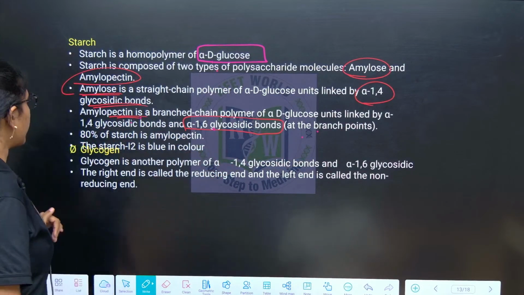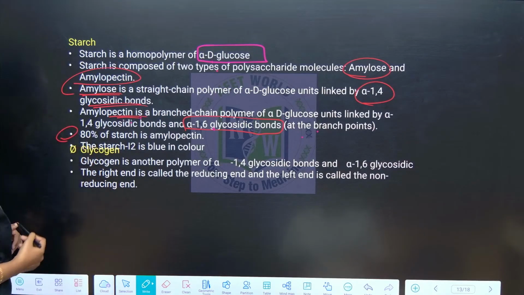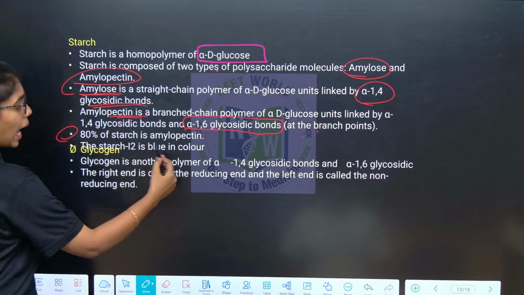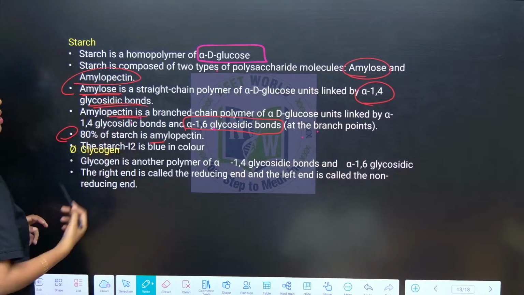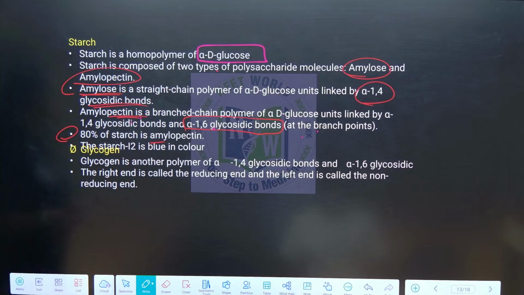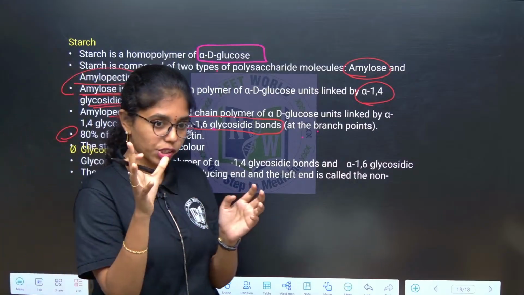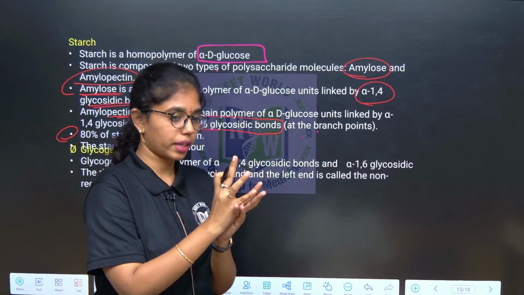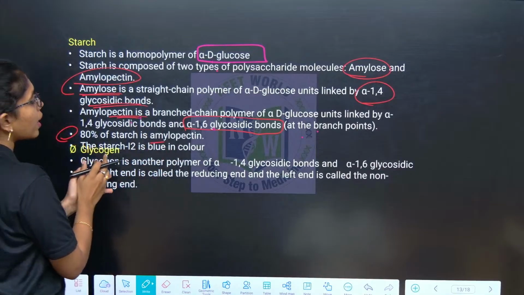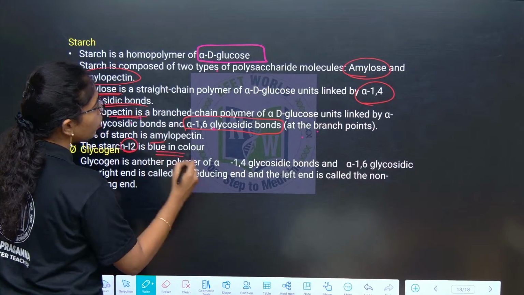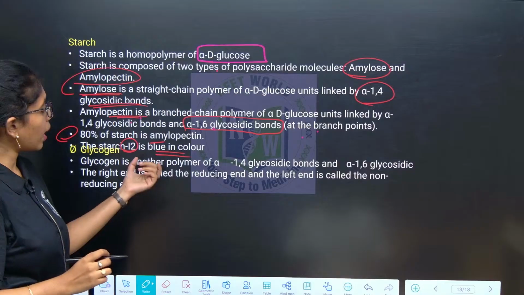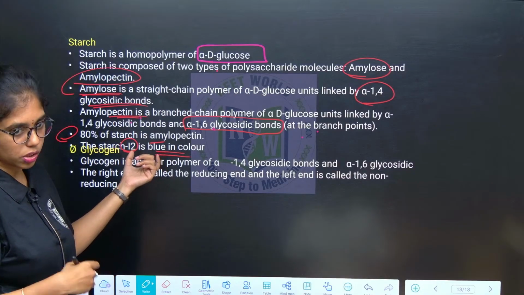Clear? Here you see, 80% of starch is made up of what? Amylopectin only. Only 20% is made up of what? Amylose. And it has complex helices units because it has branches of amylose and amylopectin. As such, what color will it give with iodine test? Blue color. A blue color in the starch test with iodine.